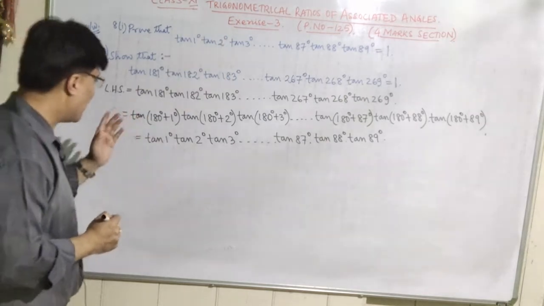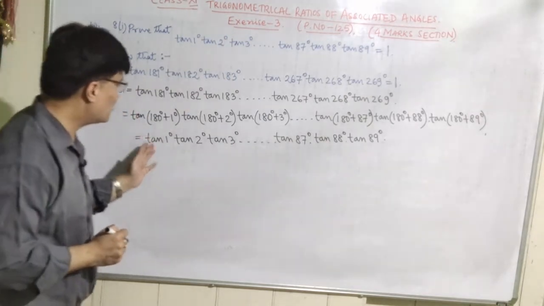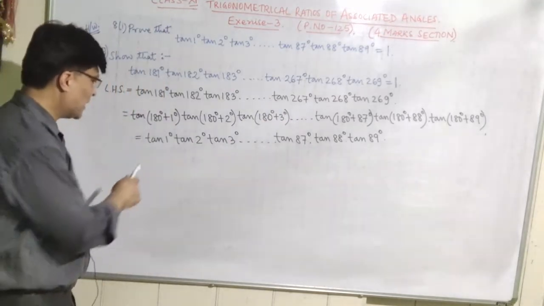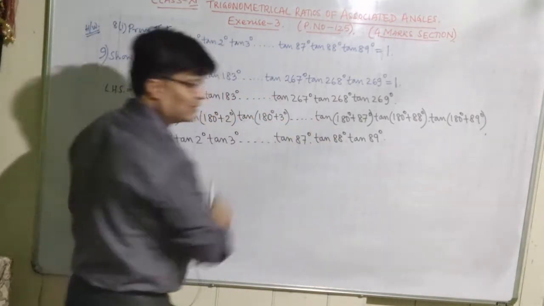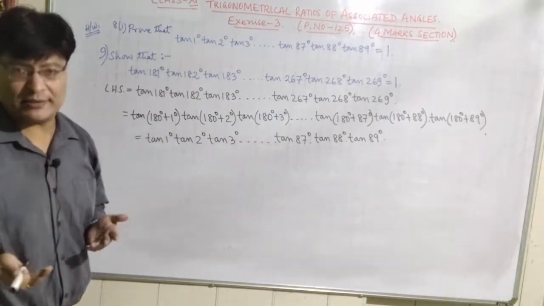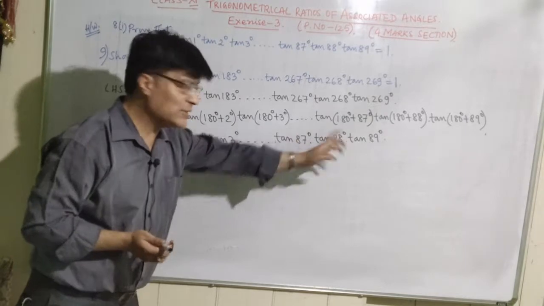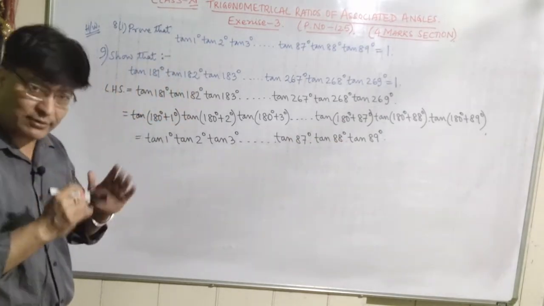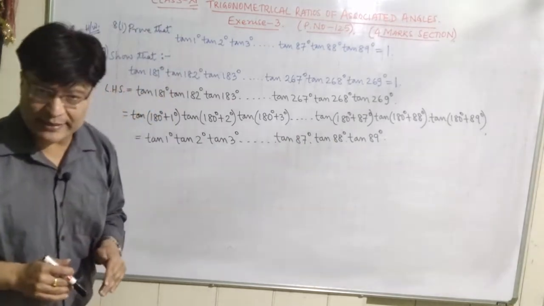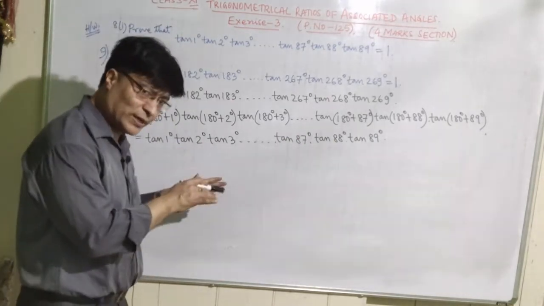Okay. So now how will you do it? How can you prove that this left hand side is equal to 1? Here you know that 1 degree and 89 degree, what is the summation? 90 degree. That means they are complementary to each other. That is, 1 degree plus 89 is 90 degree. We can write it together. 2 degree and 88 degree, if you add them, you will get 90 degree. You can write it together again.